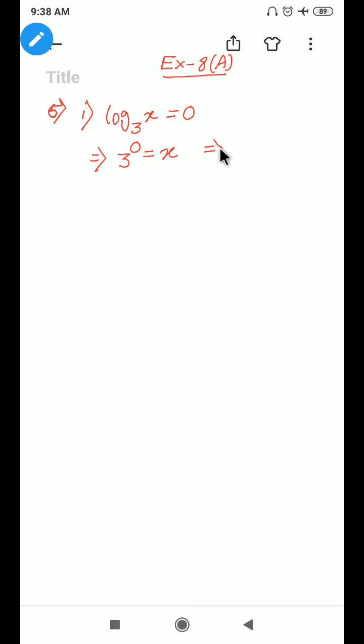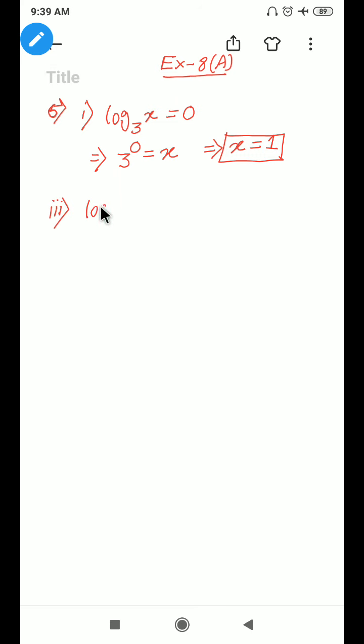So x is equal to anything to the power 0 means 1. It will be 1. So this is our answer. Now let's see another one. Question number 3. So question number 3 is given here.